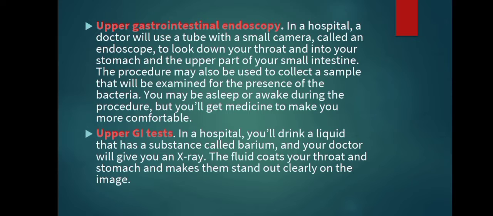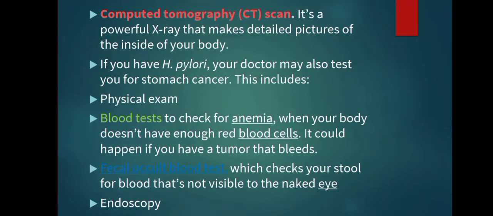Then upper GI test. In a hospital, you will drink a liquid that has a special substance called barium, and your doctor will give you an X-ray. The fluid coats your throat and stomach and makes them stand out clearly on the image. Now CT scan. CT scan means computed tomography. It's a powerful X-ray that makes detailed pictures of the inside of your body.